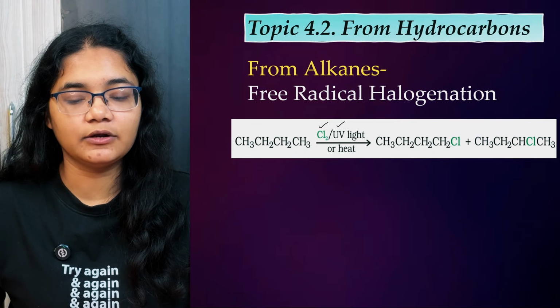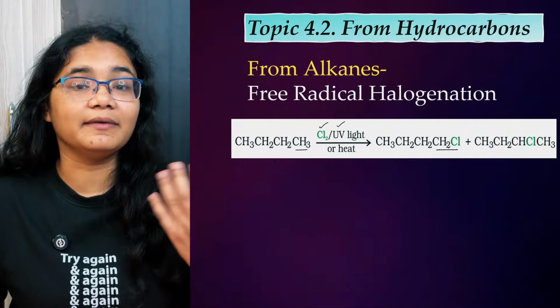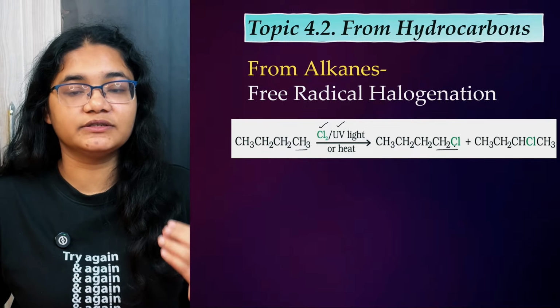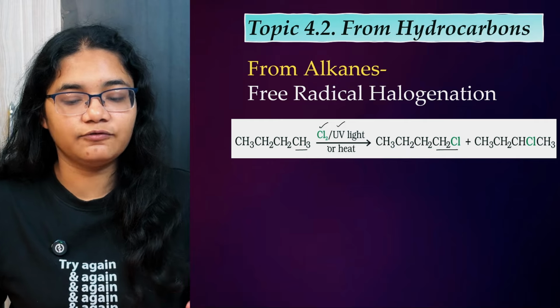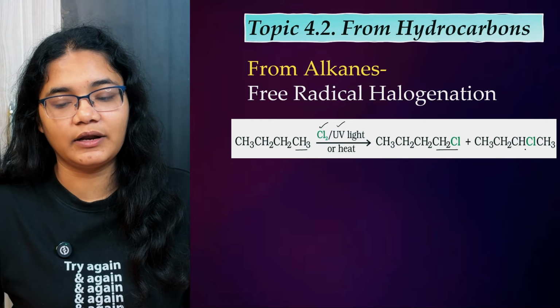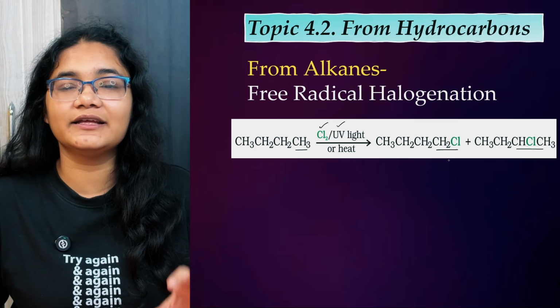So here what will happen, chlorine will be replacing the hydrogen. Here there will be a replacement, so you will get a mixture of products. All the possible products are formed, and that is why this is not a preferred method. So I just cannot get 1-chlorobutane here, I'll get 1-chloro as well as 2-chlorobutane, right? So that is why this method is not preferred.